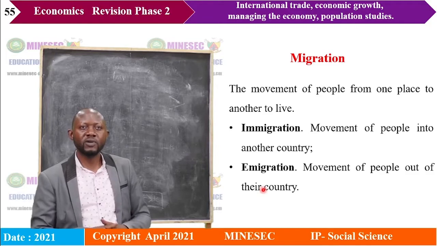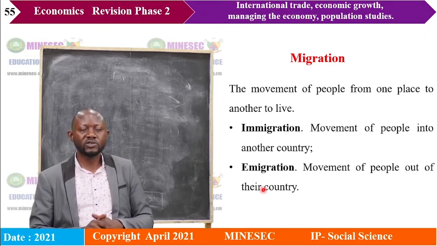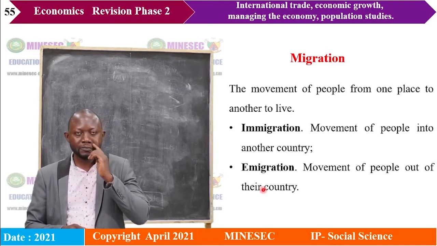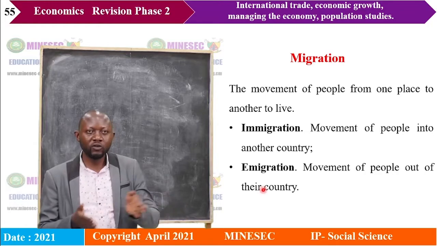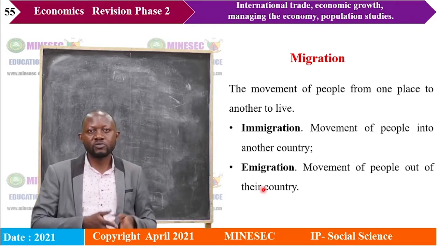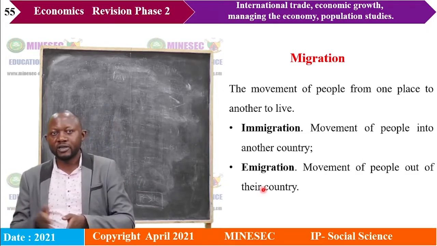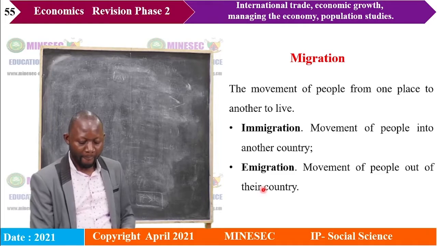Now, let's go to migration. It's simply the movement of people from one place to another to live. We'll start with immigration. Immigration is the movement of people into another country, and those moving to another country are known as immigrants. While emigration is the movement of people out of their country. Those going out are regarded as emigrants.